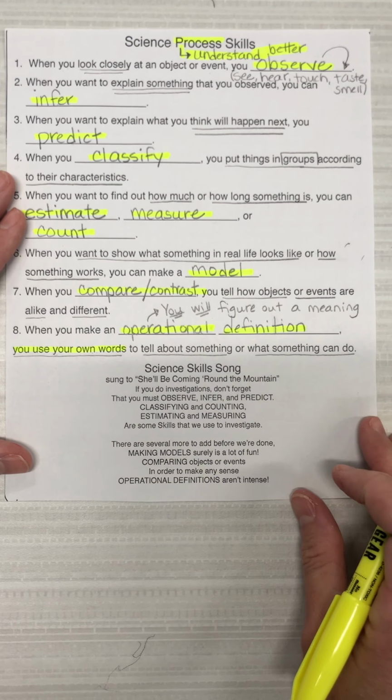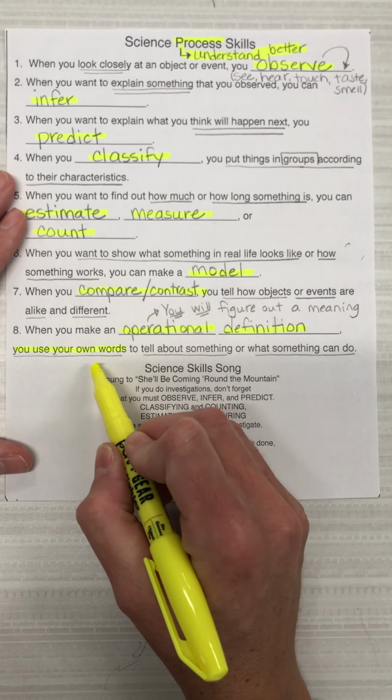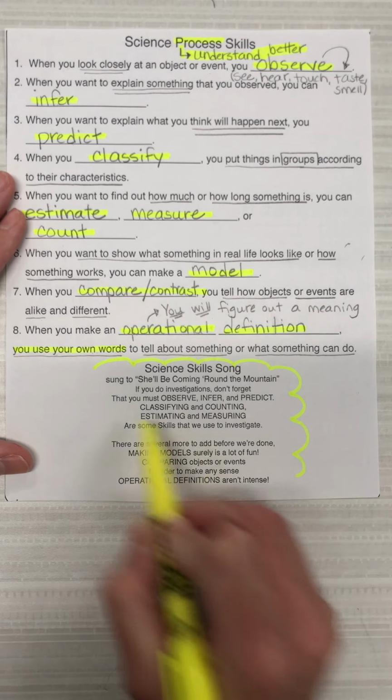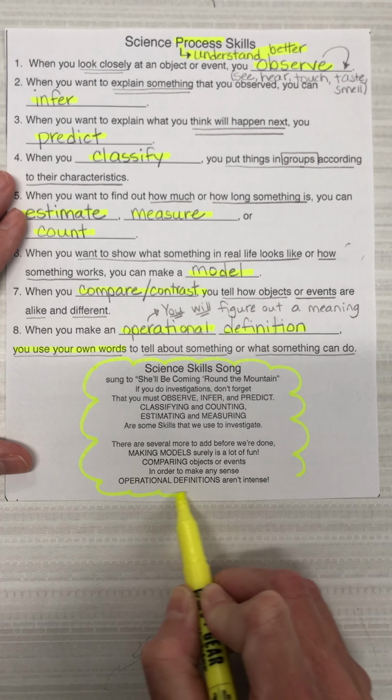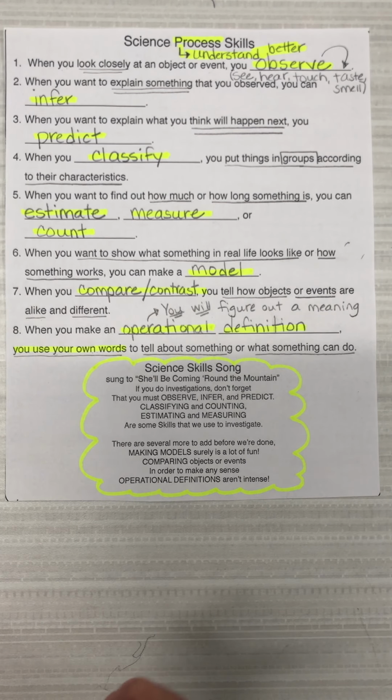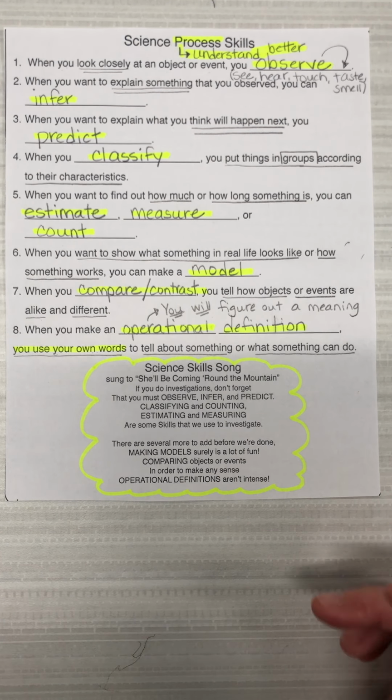Okay, so here's a fun song for you to get stuck in your head, kind of like our multiplication songs, to remember the science process skills. And it goes to the tune, She'll Be Coming Round the Mountain. So yes, Miss Preston is gonna sing for you. And anybody that's in your room listening to this video is gonna hear me sing.